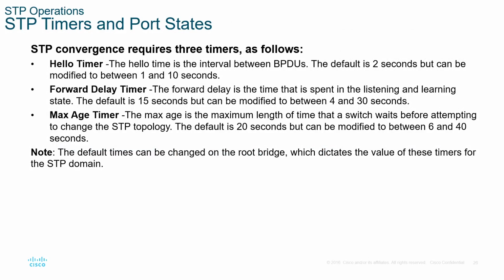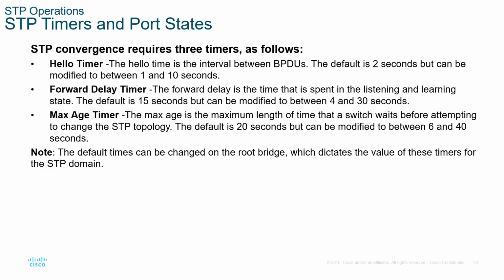Now, STP convergence requires 3 timers. We have the hello timer. The hello timer is the interval between the BPDUs, so every time the switches talk to each other. The default is 2 seconds, but that value can be modified between 1 and 10 seconds.